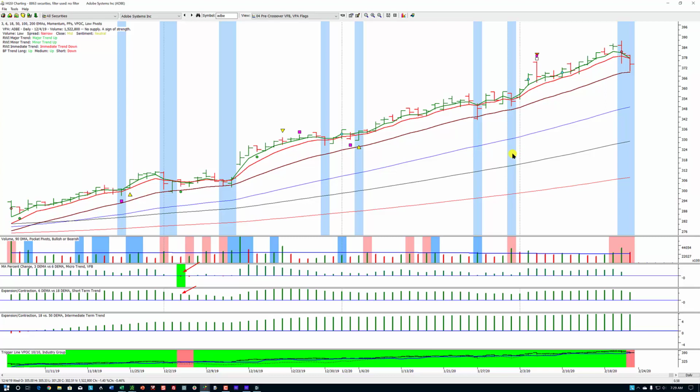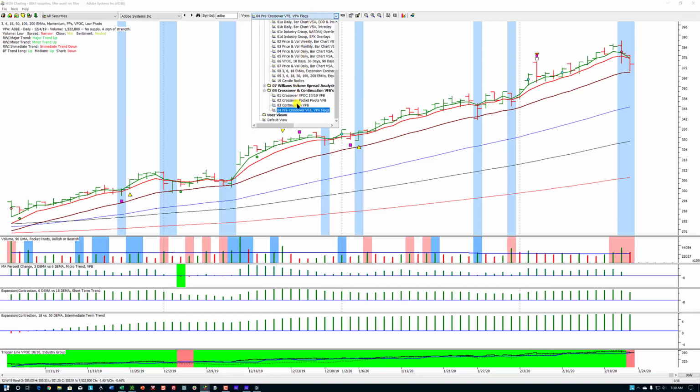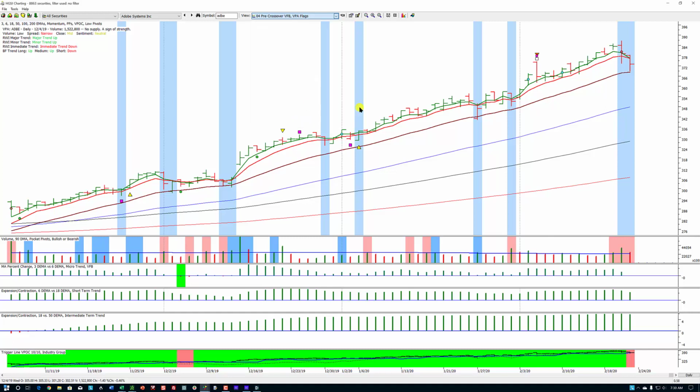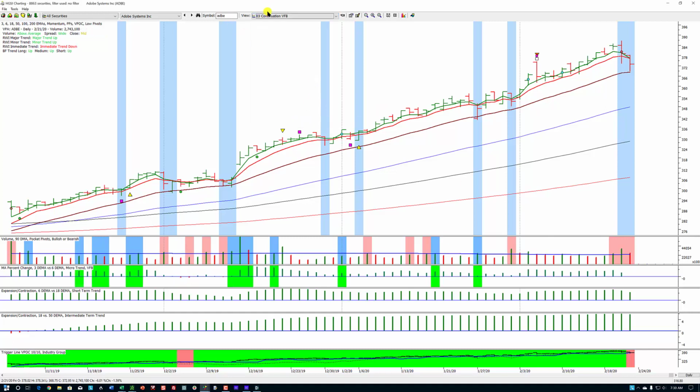Now this is just one of the 4 or 5 stocks, charts I should say, that I'm going to give to the Insider Club. I have to tweak them. I have to double check everything, make sure they work. Now this is a continuation VFB. All of these green bars represent where the conditions were met for continuation.